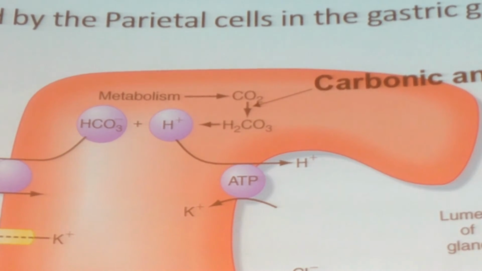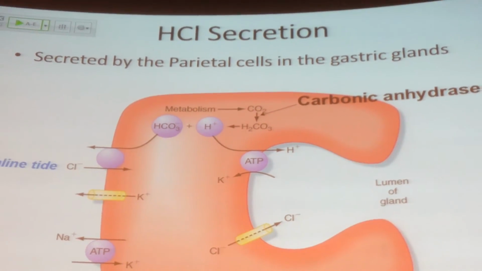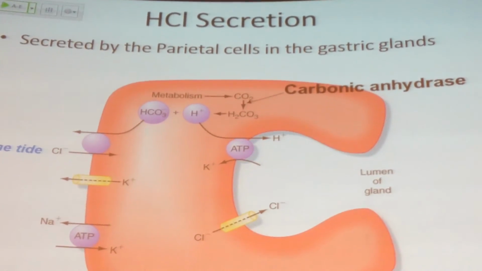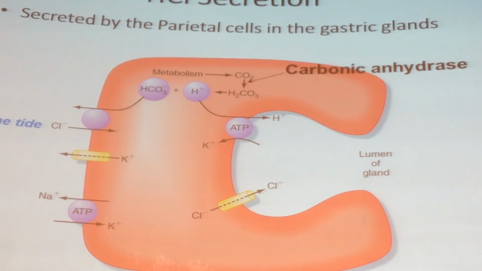So HCl is going to be made in the lumen? Yes, they're made in the lumen. Even though they're both separately generated inside of the cells, they don't have a chance to meet and accumulate and become acid inside of the cell. Okay.